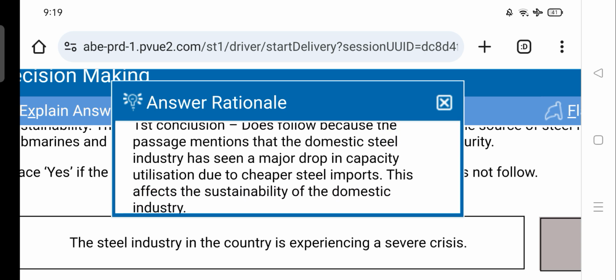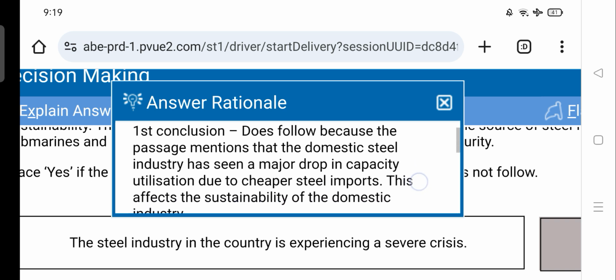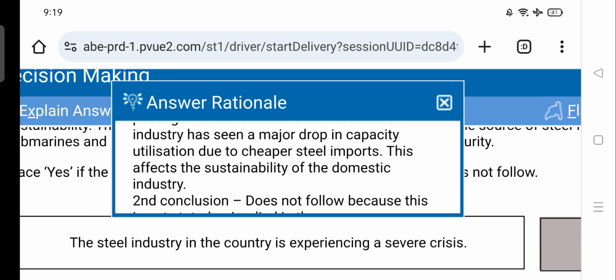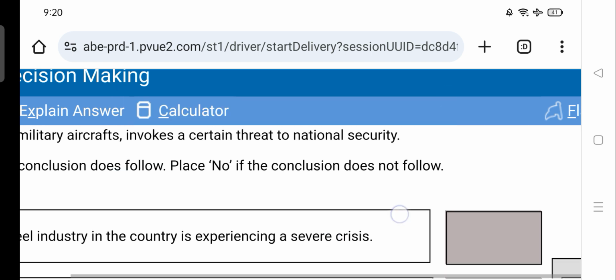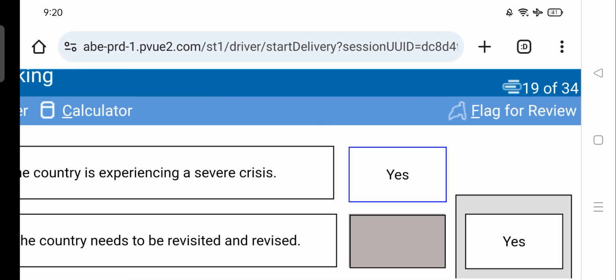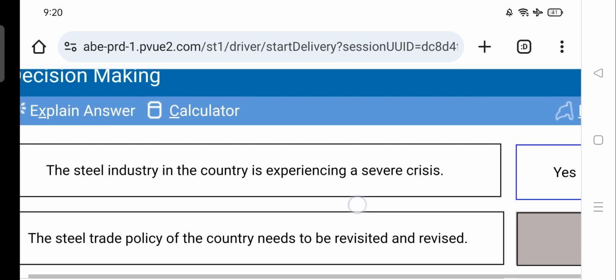So here we have a first conclusion, that is the steel industry in the country is experiencing a severe crisis. It does follow because the passage mentions that the domestic steel industry has seen a major drop in capacity utilization due to cheaper steel imports. This affects the sustainability of the domestic industry. So this one does follow. That's why we will drag a yes and drop it here in front of this conclusion.